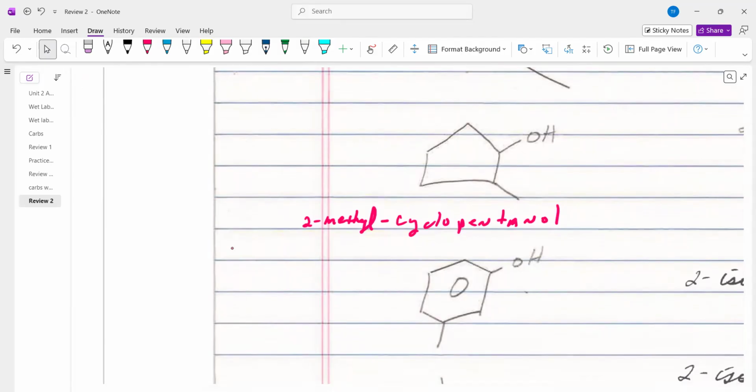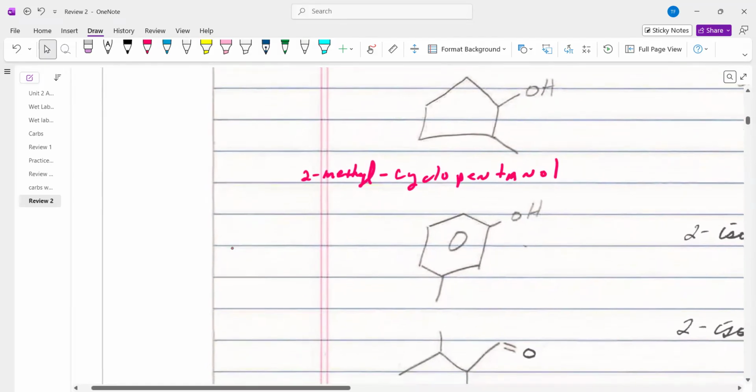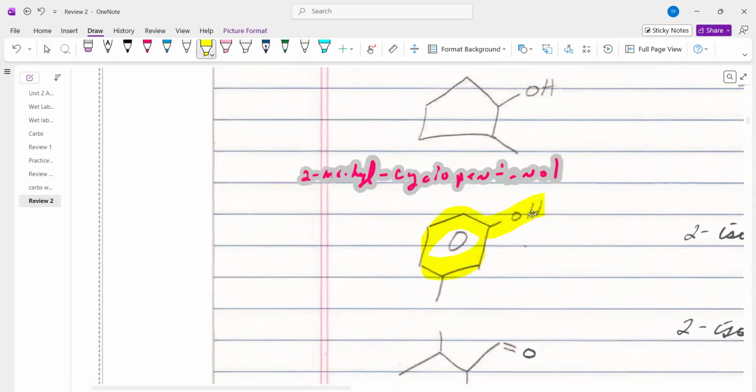Now this is a phenol, which includes this guy here. So that automatically becomes carbon number 1.